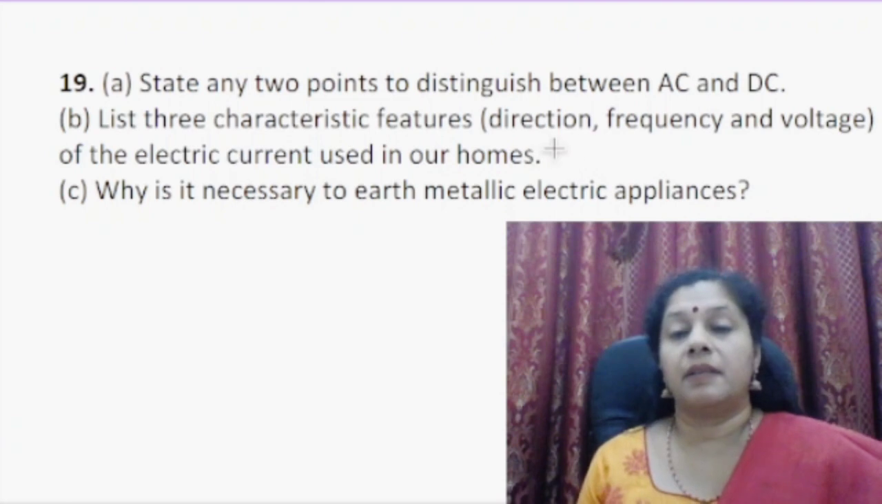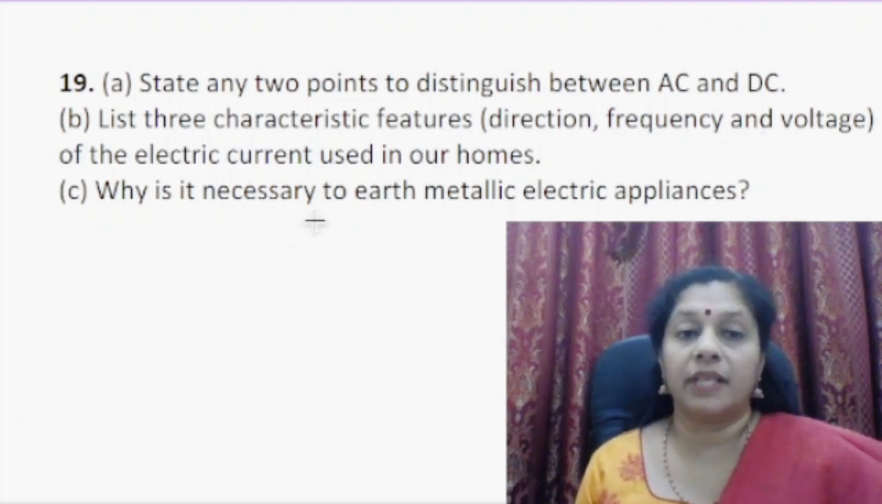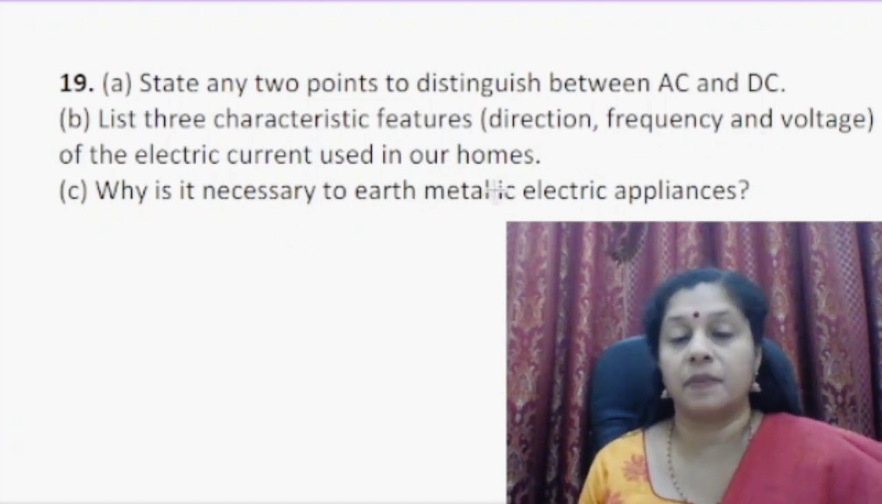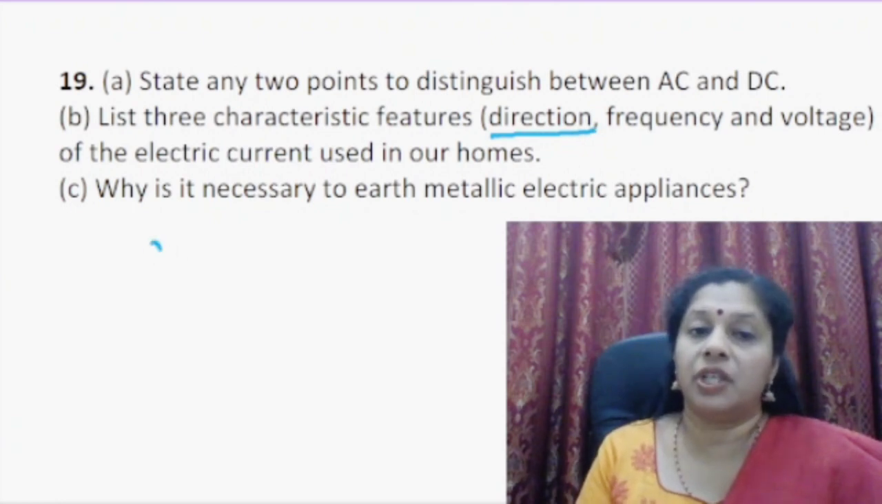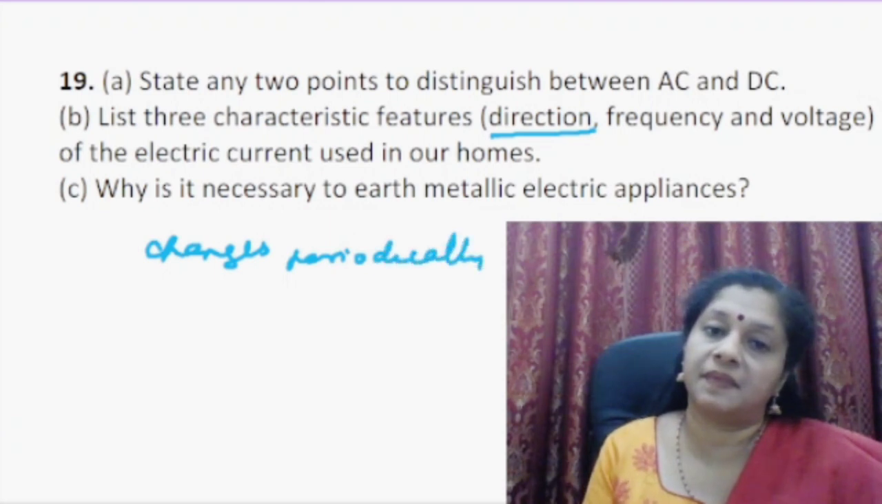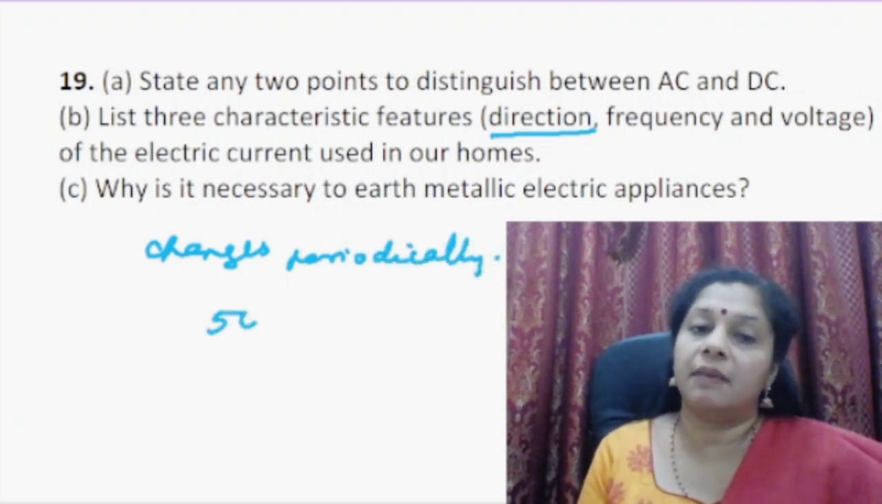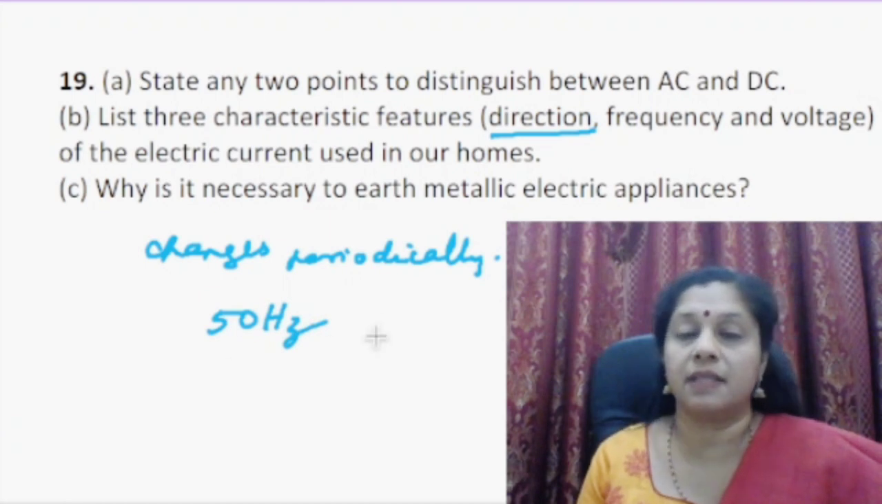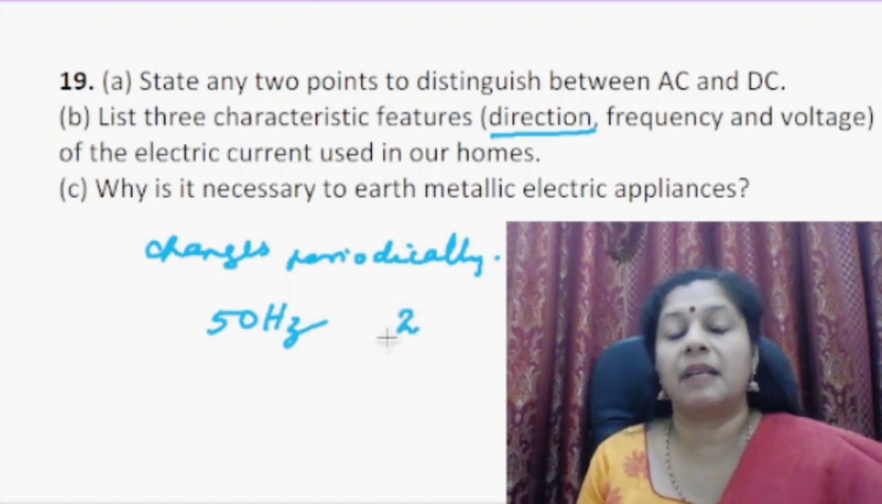List 3 characteristic features: direction, frequency and voltage of the electric current used in our homes. When we talk about direction, it changes periodically. The frequency available in our homes is 50 Hz in India, and the voltage between live and neutral is 220 volt in India.